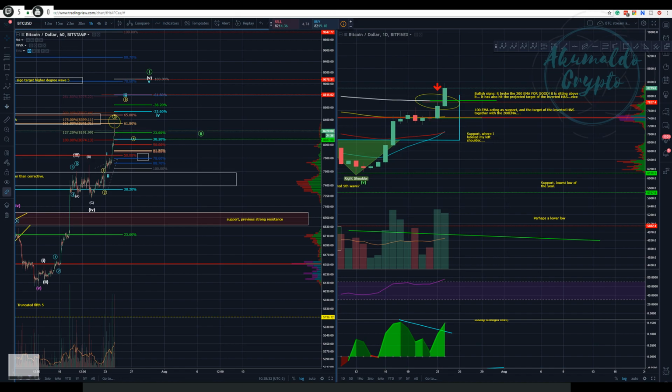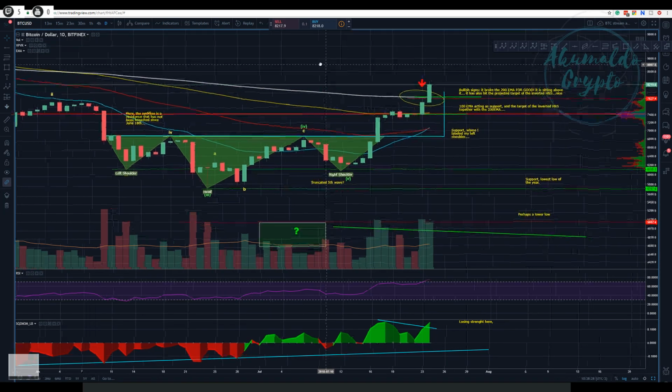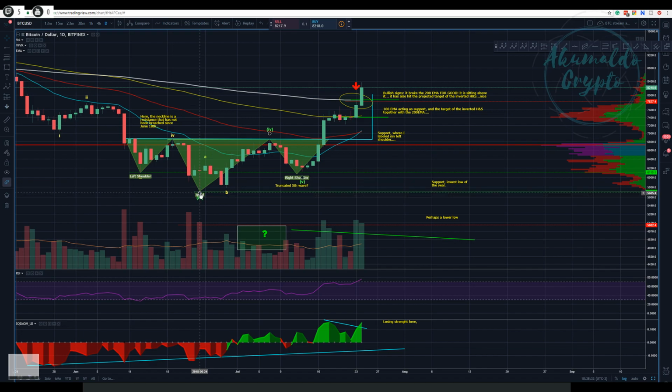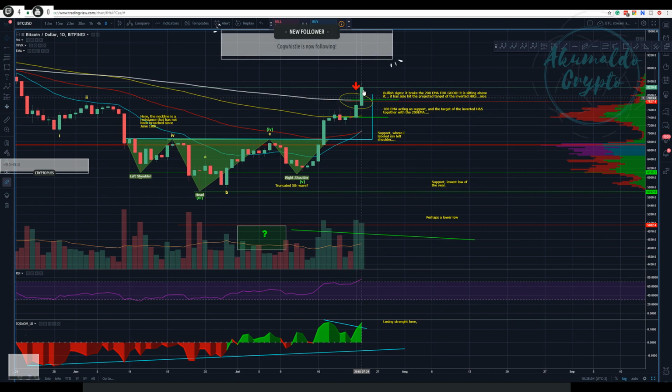So let's talk about Bitcoin. I'm going to present this chart first. This is our daily chart, our inverted head and shoulders. Credits to my friend iTemplar. He was the one that pointed it out to me, and he was right on the spot. That was the pattern that played out. This is our prediction, right?